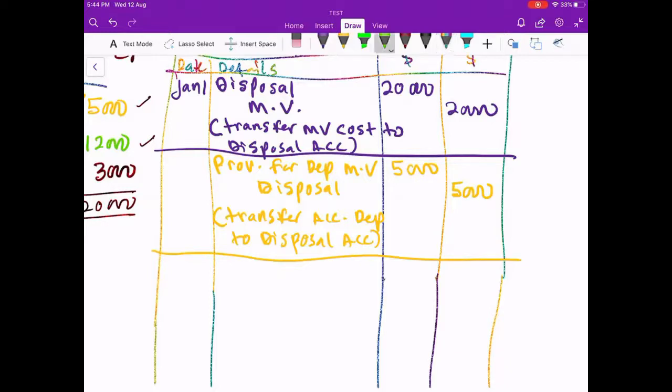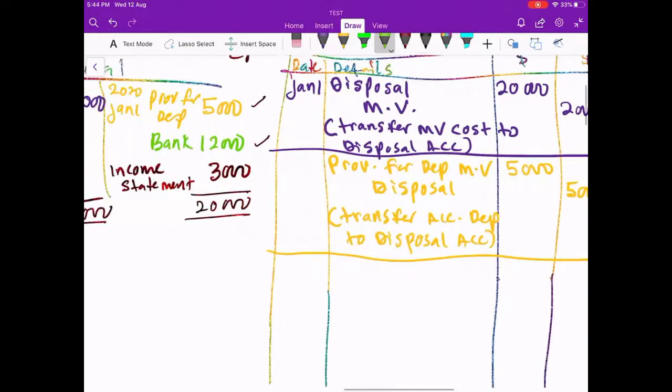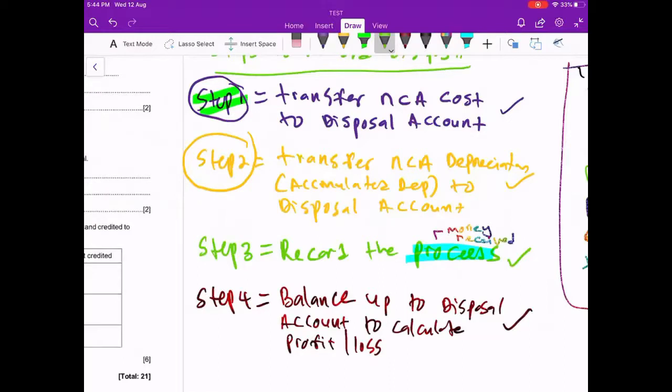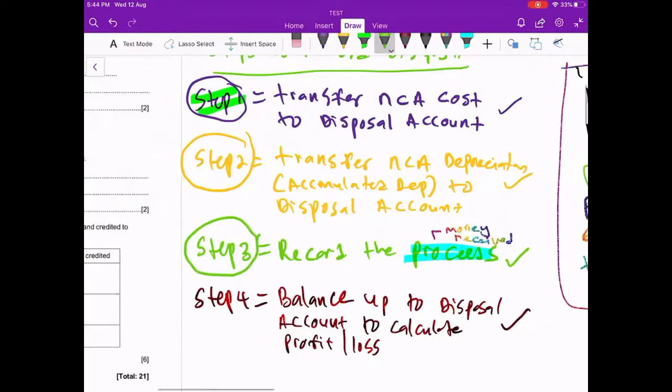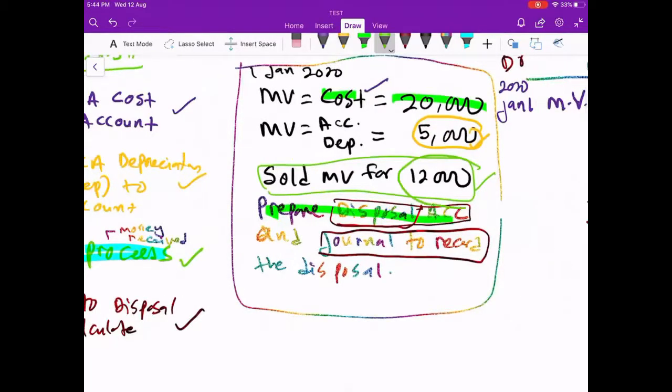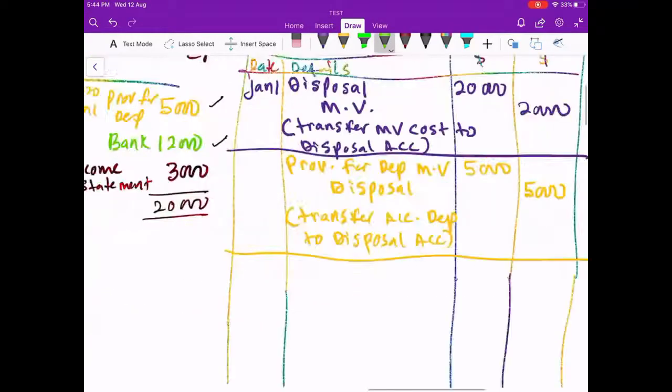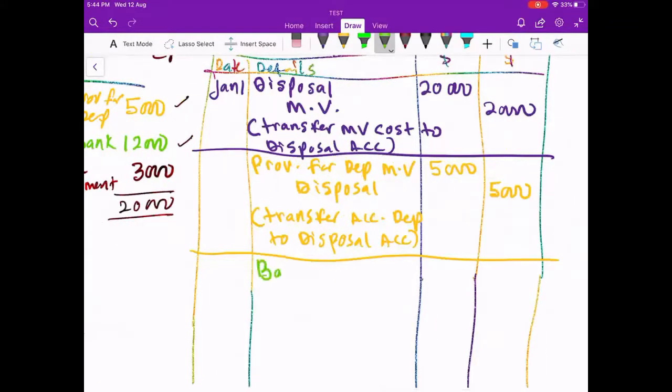Okay, step number 3. What is step number 3? Step number 3 is record the proceeds. How much proceeds did you receive here? The proceeds here will be 12,000. So I go to my journal. When I receive money, I debit the bank account 12,000. And then I credit the disposal. All these debits and credits are fixed for all the questions.